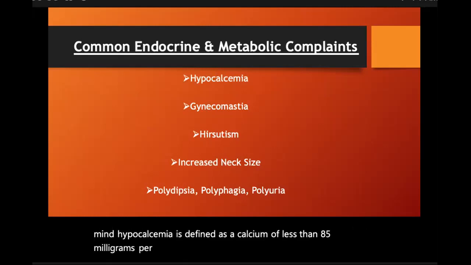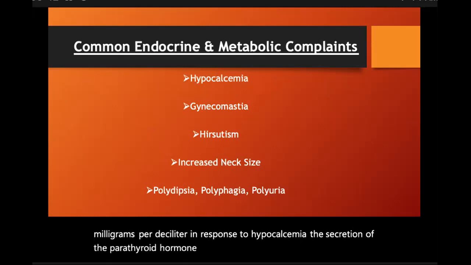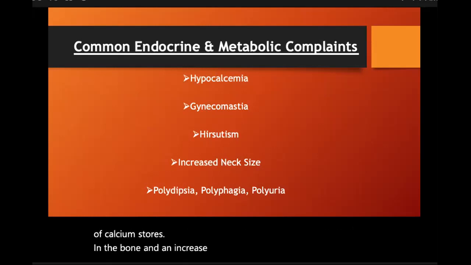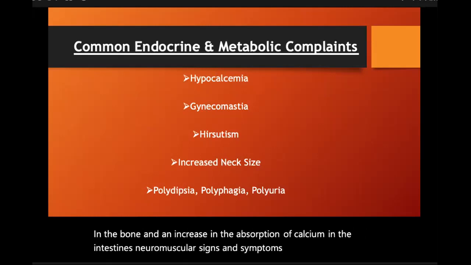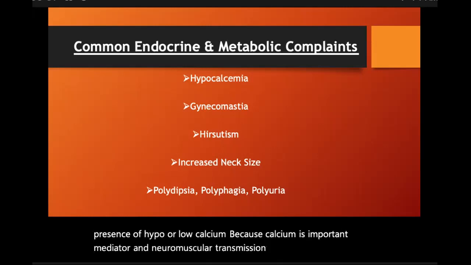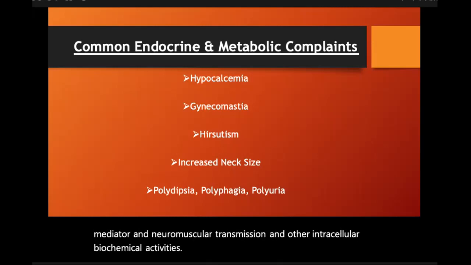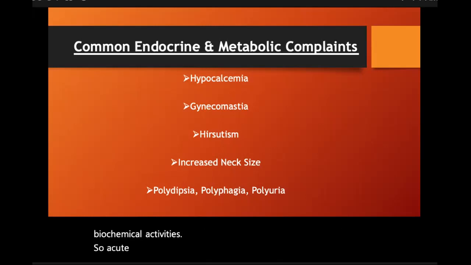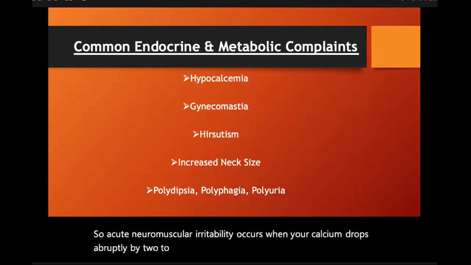In response to hypocalcemia, the secretion of the parathyroid hormone increases, which leads to mobilization of calcium stores from the bone and an increase in the absorption of calcium in the intestines. Neuromuscular signs and symptoms may occur in the presence of low calcium because calcium is an important mediator in neuromuscular transmission and other intracellular biochemical activities. So acute neuromuscular irritability occurs when your calcium drops abruptly by 2 to 3 milligrams.